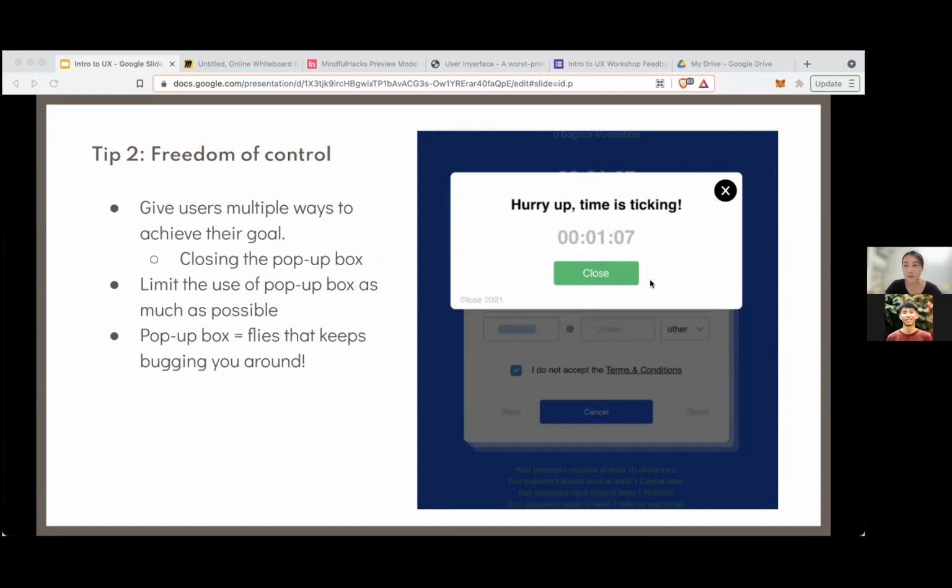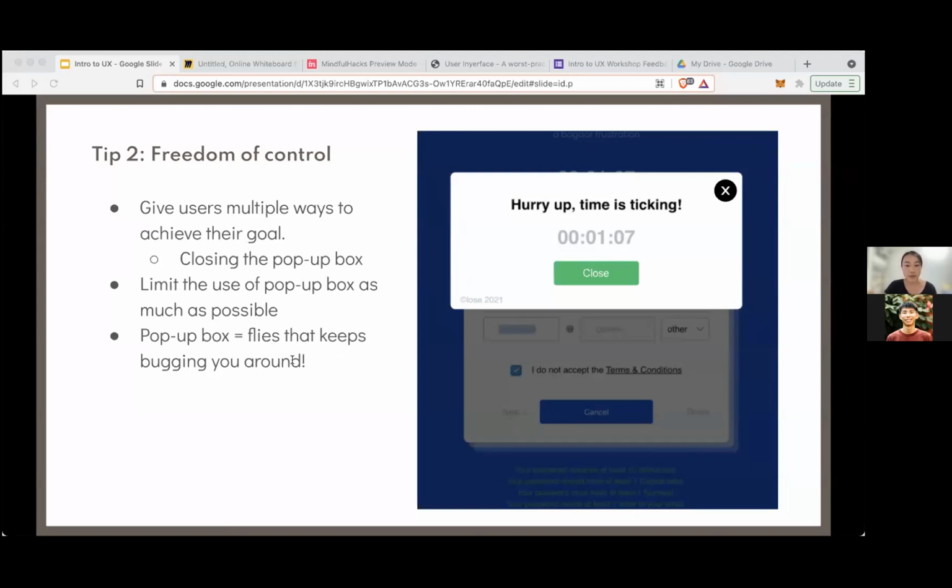So another point I want to make here is that we should always limit the use of pop-up box as much as possible, because a pop-up box would disturb the user's train of thought. They're trying to complete a task. In this case, it's registering for this website. So they have this goal in mind of registering for this website. But then a pop-up box suddenly appeared that disrupts the process of completing this task. And now the user needs to think of ways to get rid of this pop-up box, which require more effort on top of the effort they are already putting into completing the registration process.